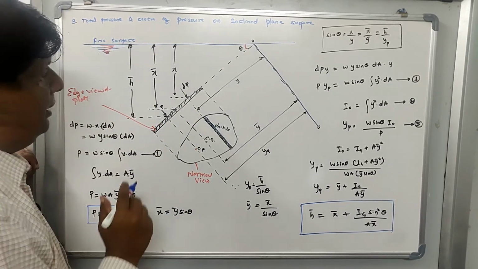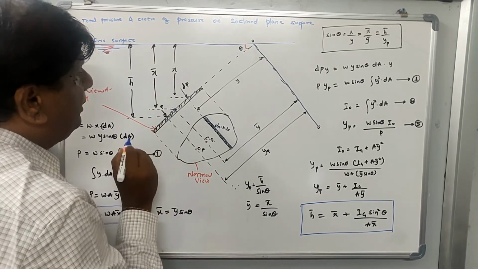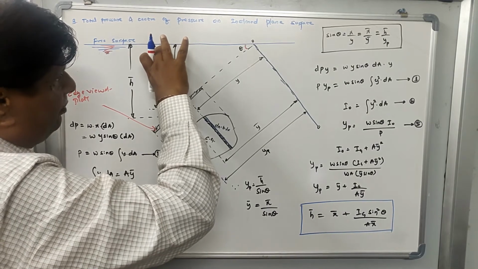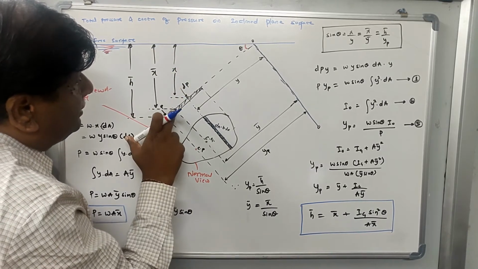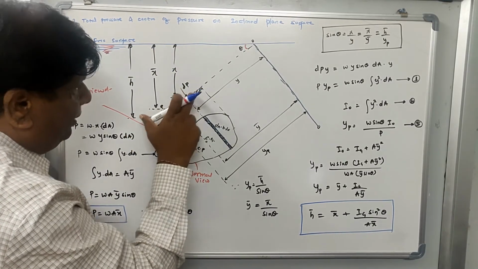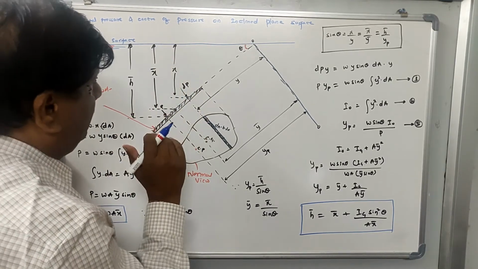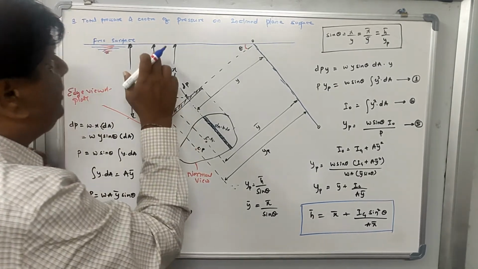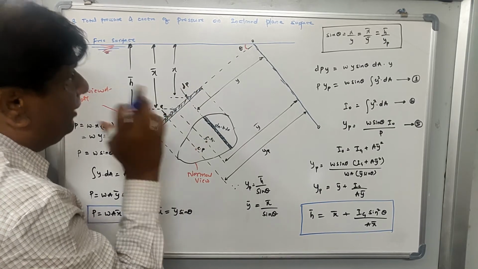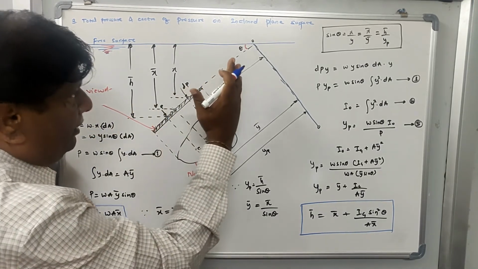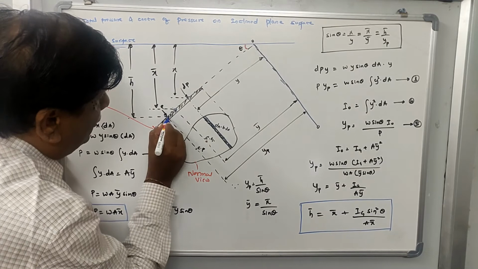Then next, this is the CG point. So what is this x bar? X bar is the vertical height between the free surface and the CG point of the plate, which is immersed, sorry, not vertically, which is immersed in the inclined direction in the stationary fluid. And this is the CP point, this is the projected point.